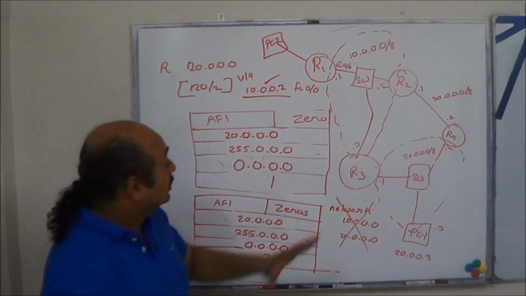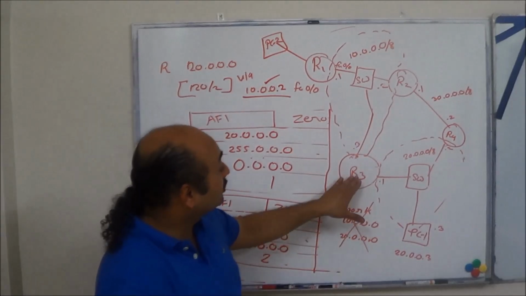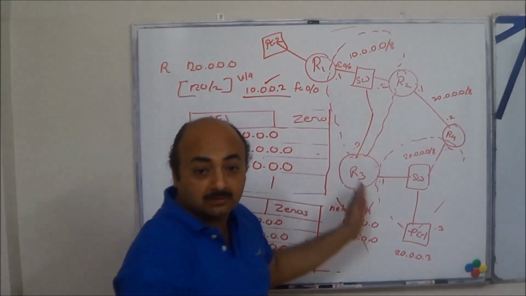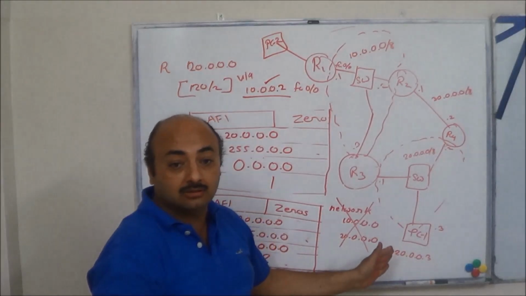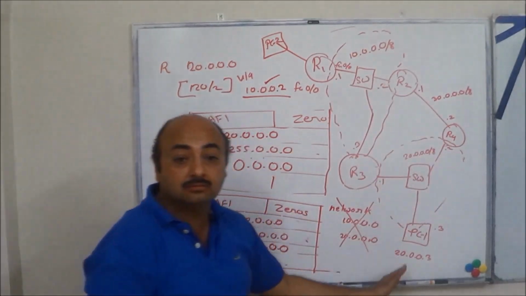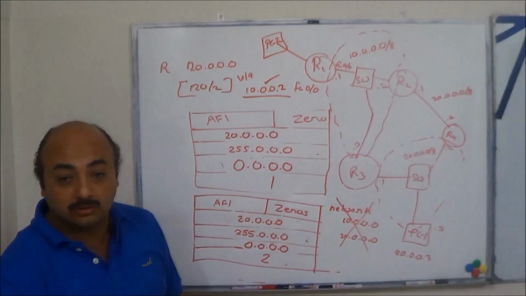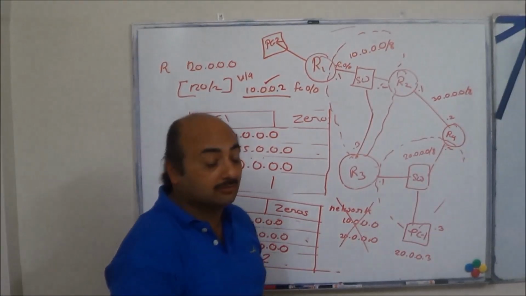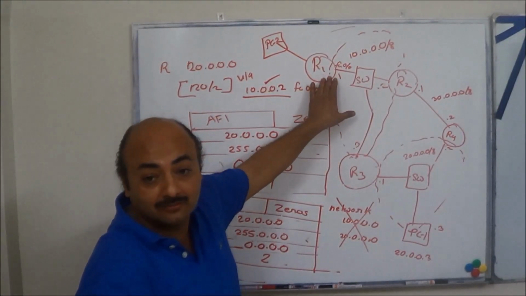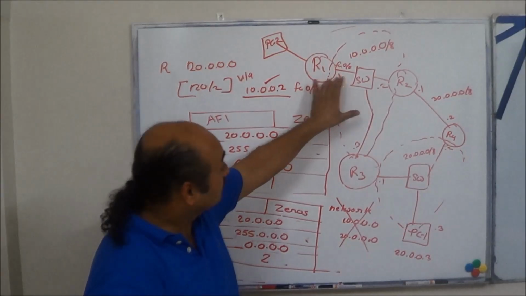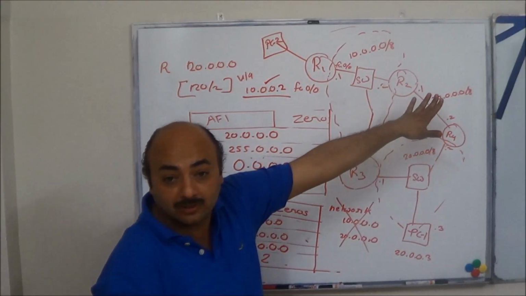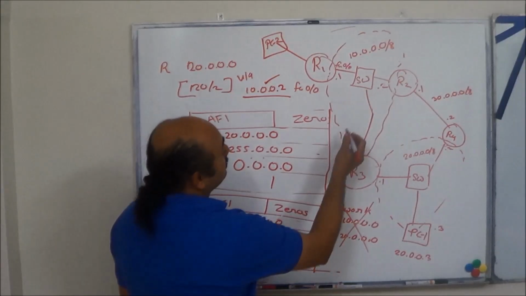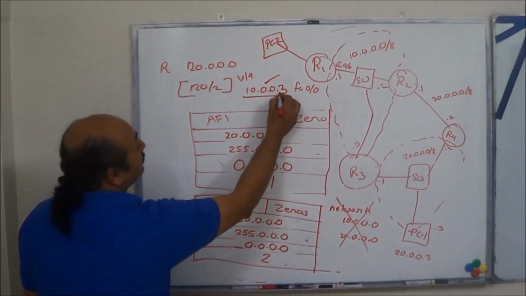So in this condition we know that even though there is a better, efficient, shorter path via R3, we are sending it through a longer path. So we want to change that and we want to configure something on R1 which says that, okay, even though you are getting the path from here, please use this IP address. That's the next step.